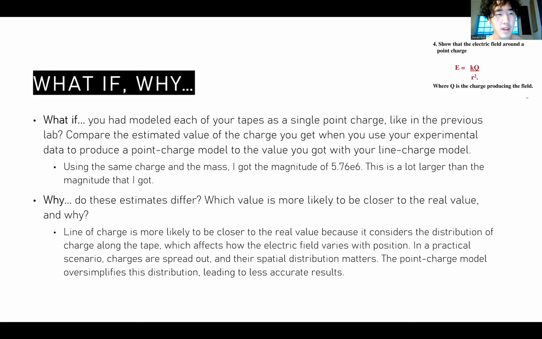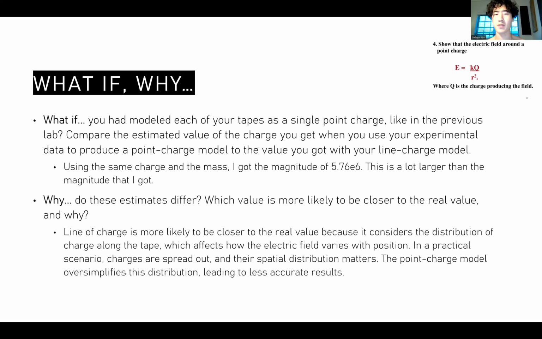So let's answer the what-if and why. What if you had modeled the tapes as point charges? I just used the top tape as one point charge and the bottom tape as one point charge, and by using that, I got a magnitude of 5.76 times 10 to the sixth, and that is larger than what I got, which was 3.33.